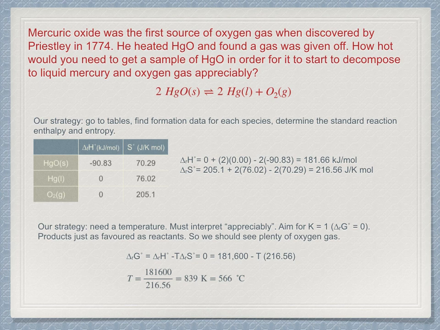Certainly some oxygen will be released at lower temperatures. Without more specific guidelines in the question, this is a reasonable suggestion. If K is just 0.1, which happens at just below 500 degrees Celsius, the O2 pressure would be 100 millibar, which compares favorably with the 210 millibar found in the atmosphere.